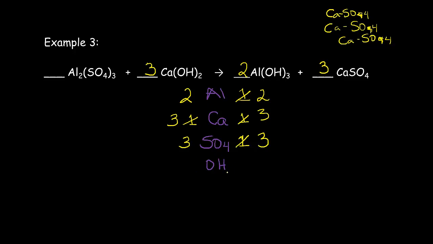So let's go down to hydroxide. Over here, we have 3 calcium hydroxides. And this looks like, each calcium hydroxide looks like an OH, a C, and an OH. And we have 3 of those. Because that's what it says. It says we have 3 right here.